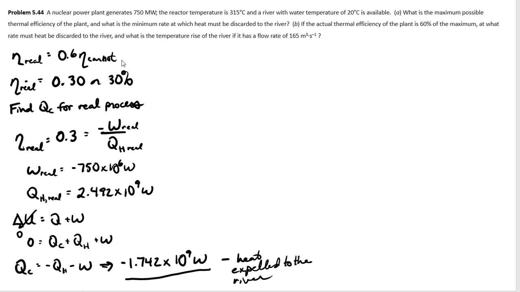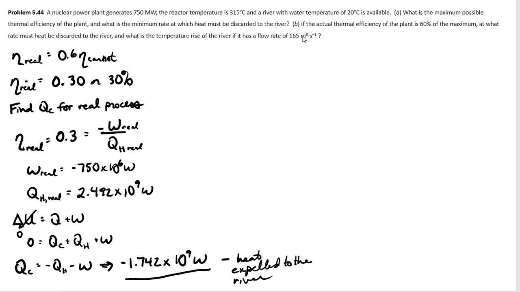The rest of the problem asks you, what is the temperature rise of the river if it has a flow rate of 163 meters cubed per second? This would be an environmental engineering type of problem. What is one of the main concerns? Why are we concerned about the water temperature rising? Well, one concern might be dissolved oxygen levels, because oxygen is less soluble in warmer water, and so aquatic life will have less oxygen available.